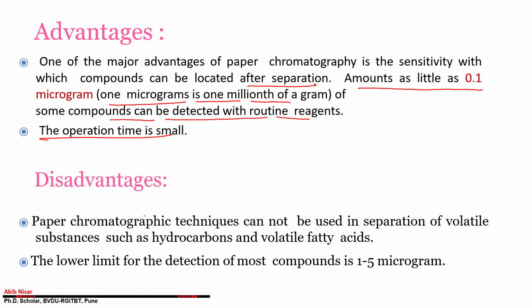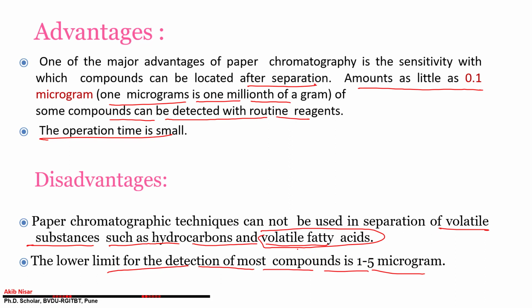What are the disadvantages? Paper chromatographic techniques cannot be used for separation of volatile substances, such as hydrocarbons and volatile fatty acids. For fatty acids we will talk about later. All the fatty acids are separated with the help of GC, that is gas chromatography, because fatty acids are volatile compounds. You can't use volatile compounds in paper chromatography. That's it. The lower limit for the detection of most compounds is 1 to 5 microgram. If you go lower than 1 to 5 microgram, then you will have problems with paper chromatography, and you have to prefer some advanced chromatography techniques.